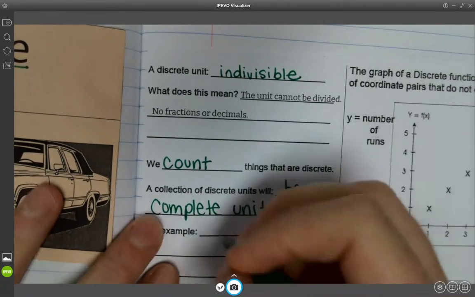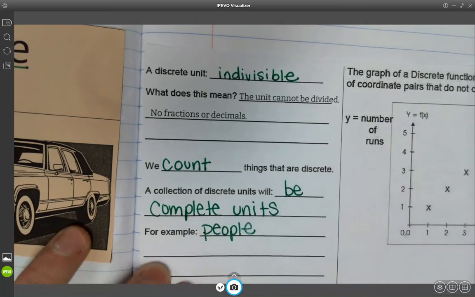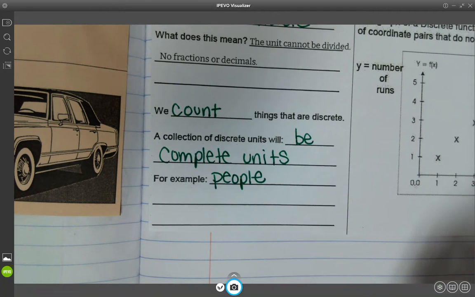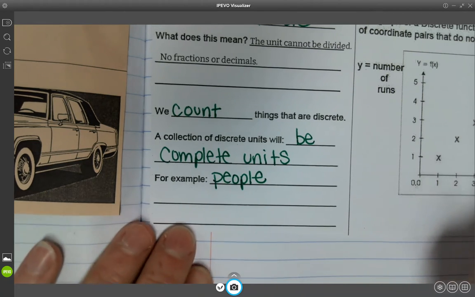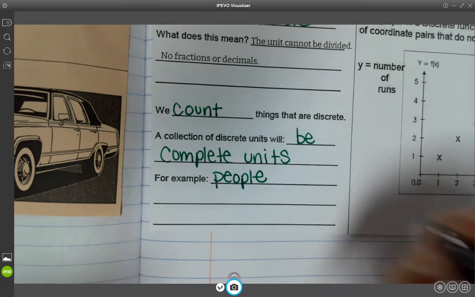So for example, people are discrete units, because I wouldn't say a half a person. Even if someone only had half of their body, you wouldn't count them as a half a person, right? You wouldn't say I have 14 and a half people. That would be rude. No, you would never say 14 and a half people, because it's still a person.